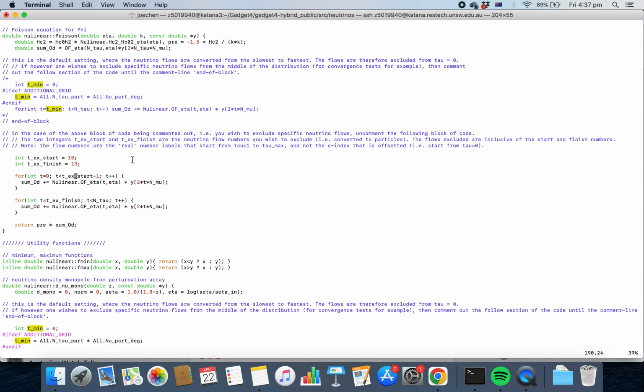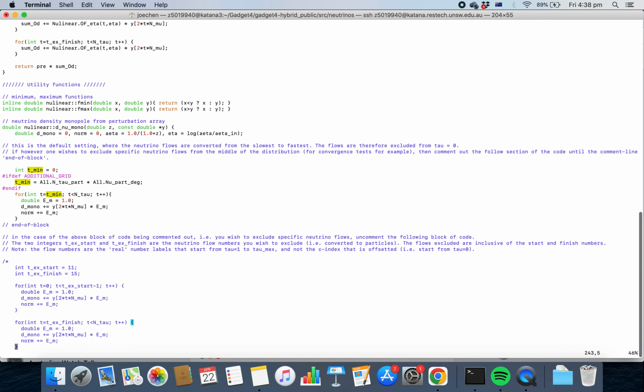If you want to do something more complicated, like for some reason you want to exclude fluid flow 10, include 11, and then exclude 12, then you're going to have to add in more for loops and make this more complicated. But the general logic is the same. You want to index over all of the fluids that you want to include in the linear response, then skip over all the ones that you are going to convert into particles, and then include all the rest of the flows on the faster end.